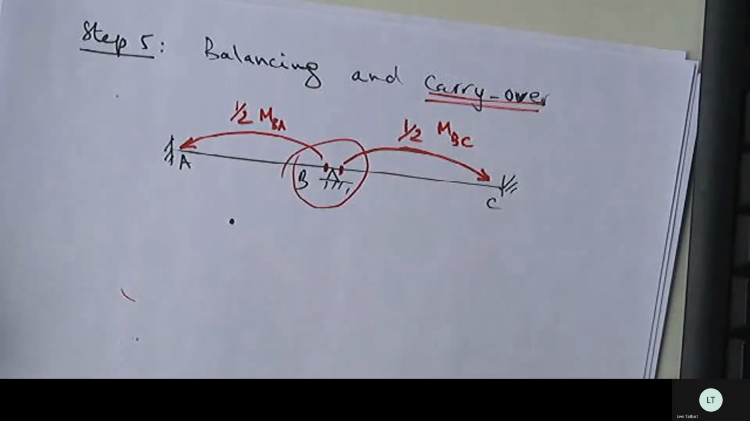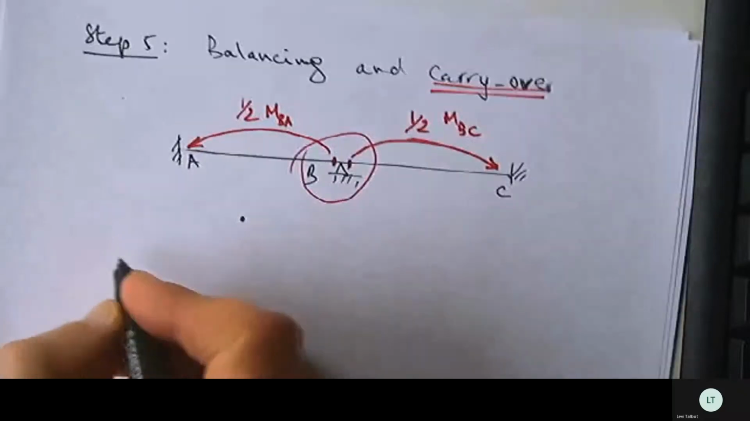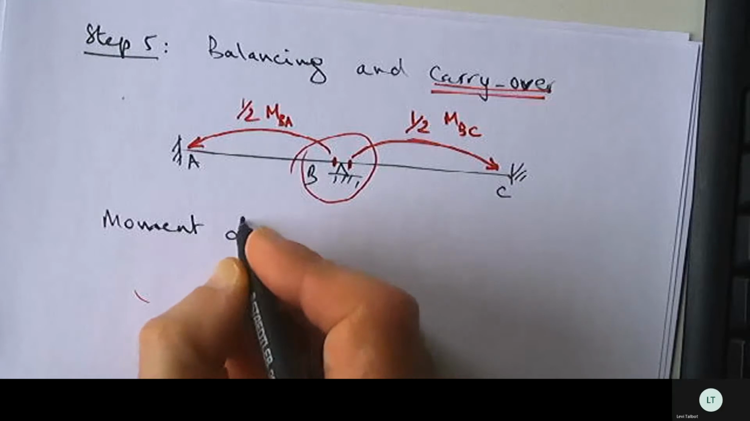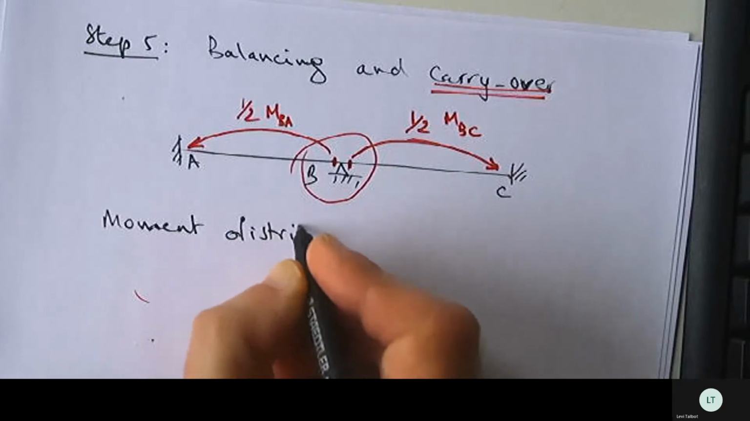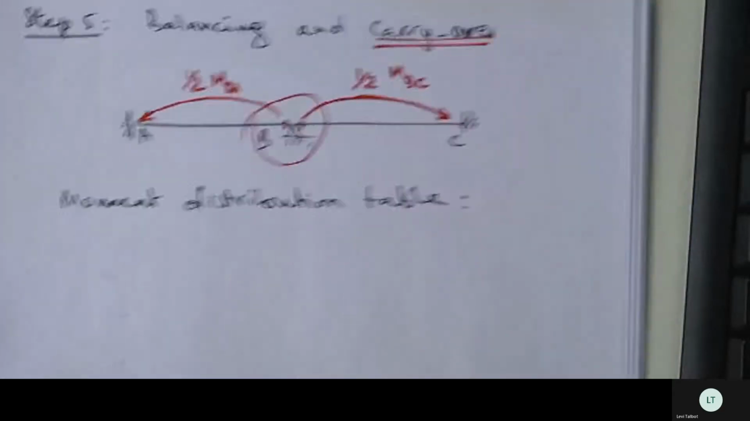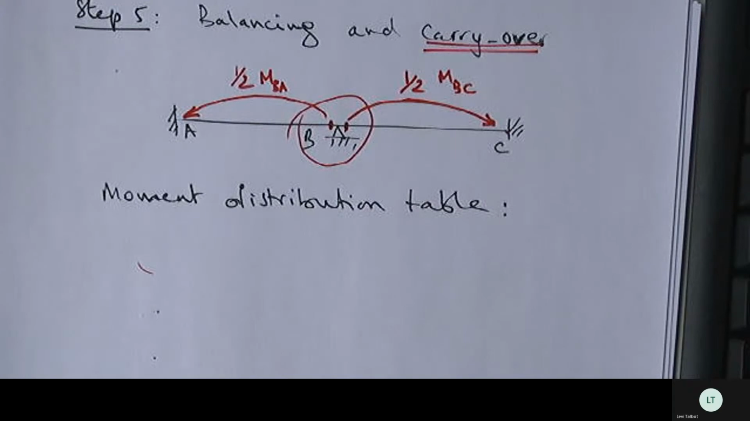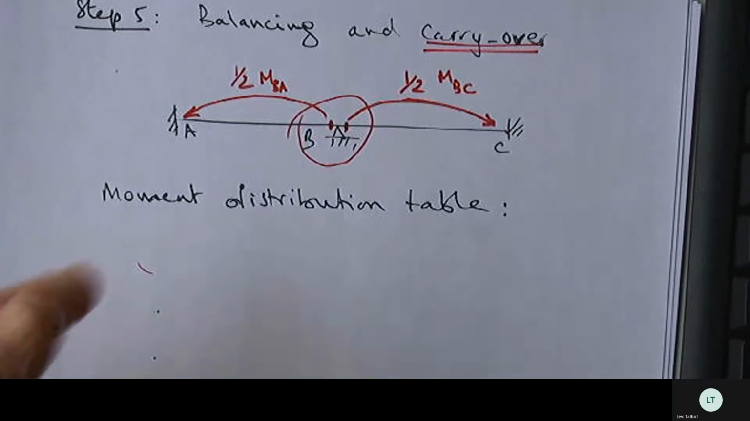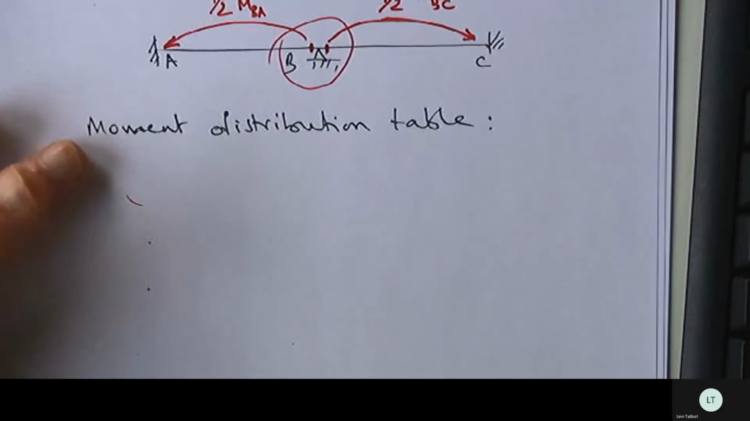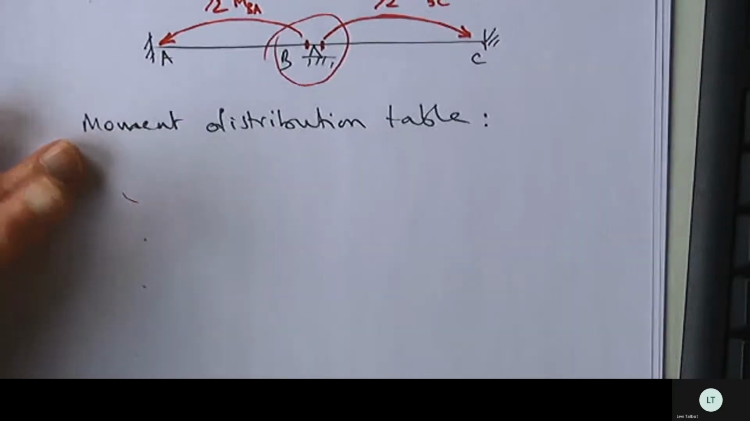I'm going to explain this in a table. So, moment distribution table. And I'm going to explain it. You need some space here, probably about half a page, at least. Short table. That should be it.